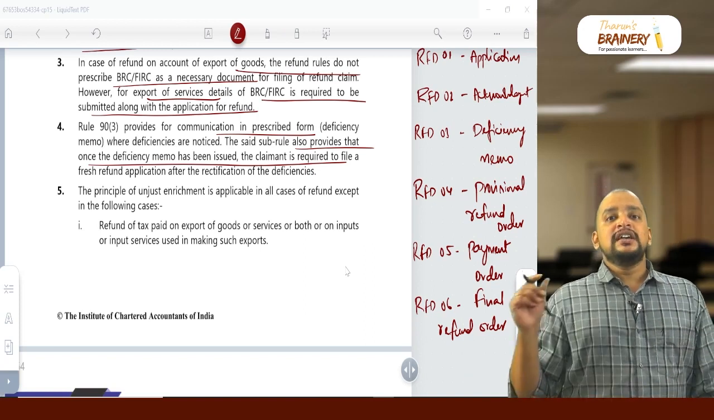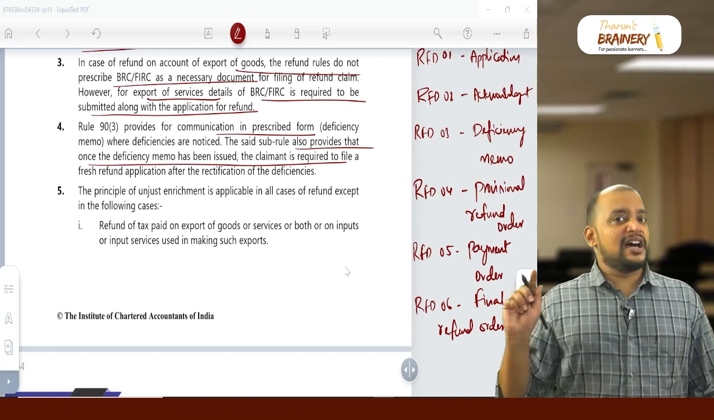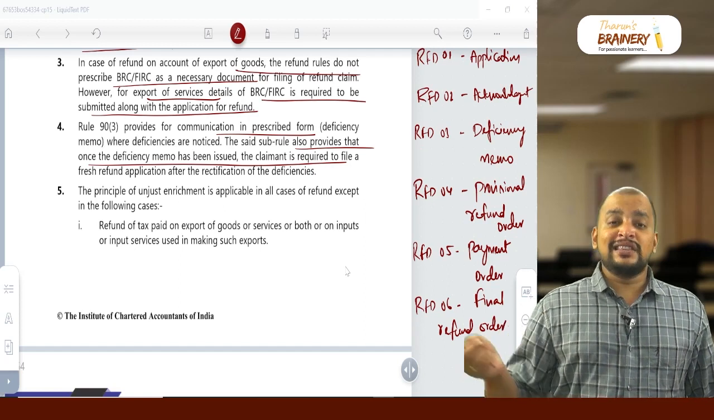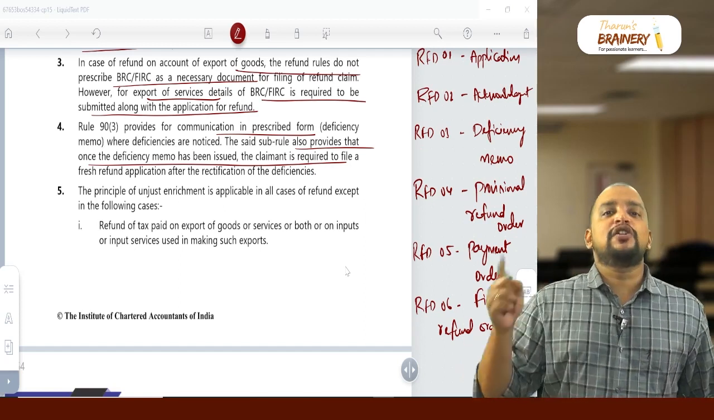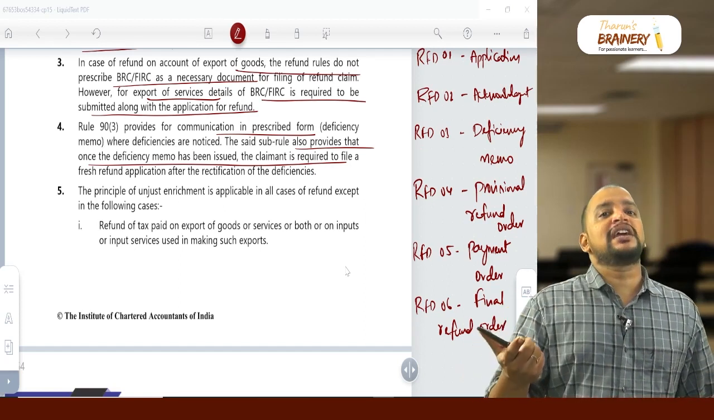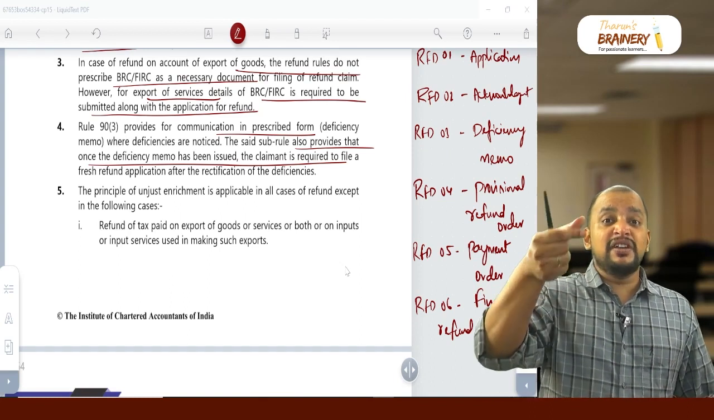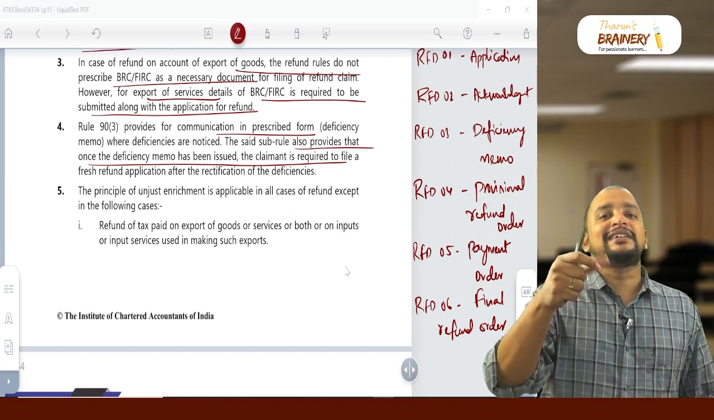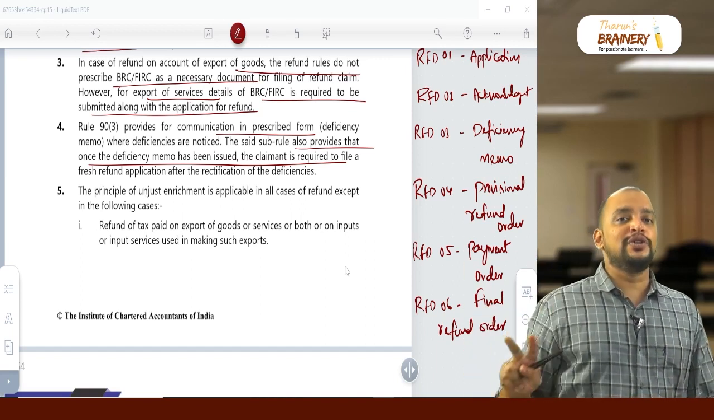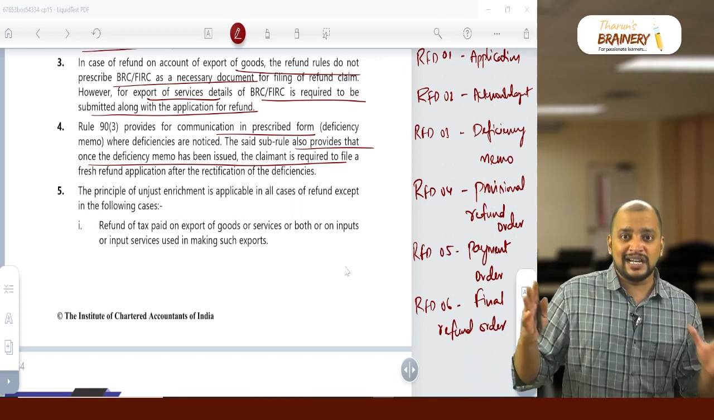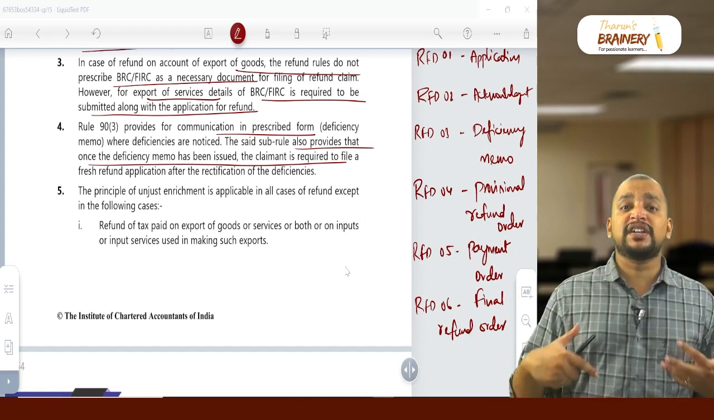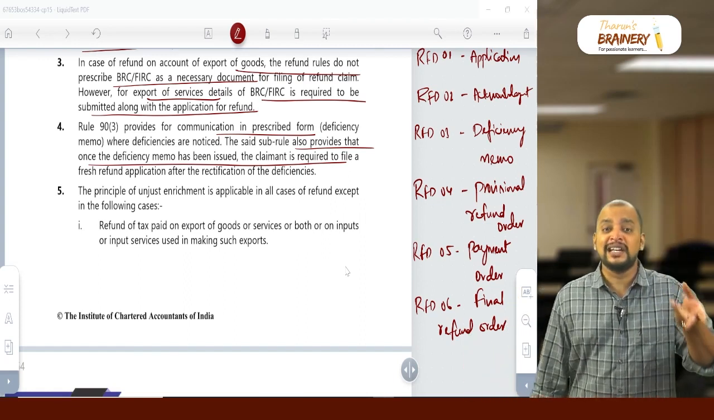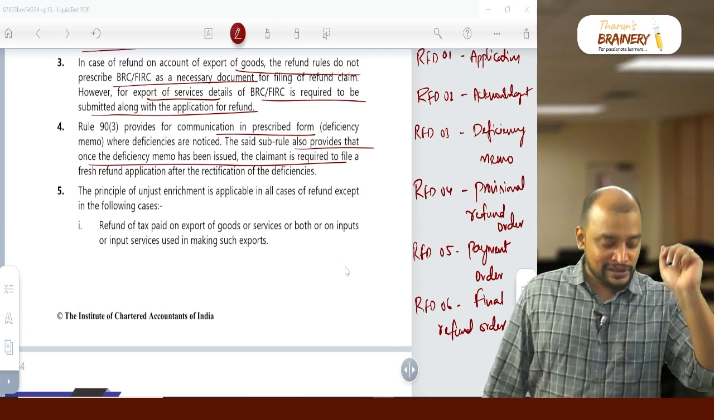Yes, because whenever we made the first refund application within the time limit, we got a deficiency memo, and again we are making a revised application. So from the day we got the deficiency memo till the time we make another refund application, the time is excluded for counting 2 years. So it will be within the relevant time limit, because if the application for refund is made beyond 2 years from the relevant date, that application will be time barred.